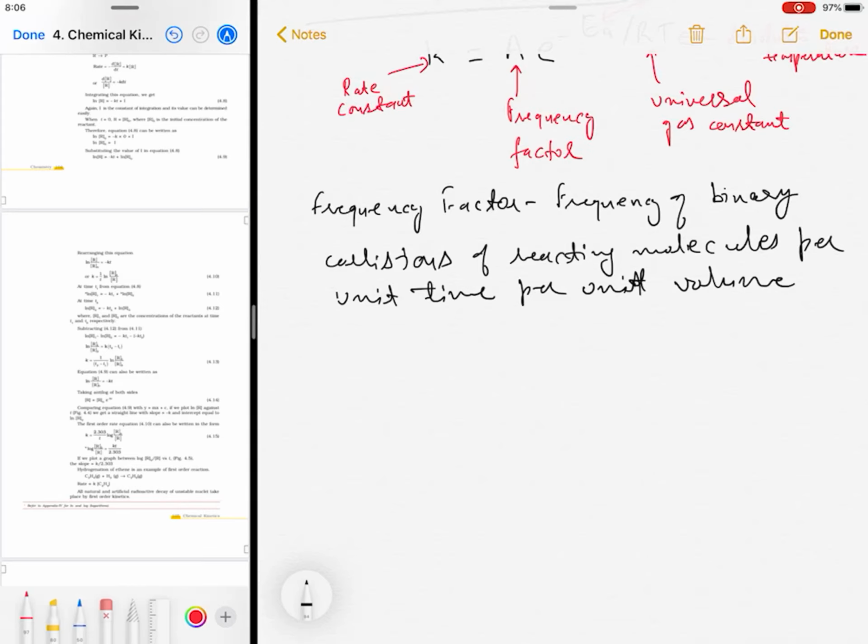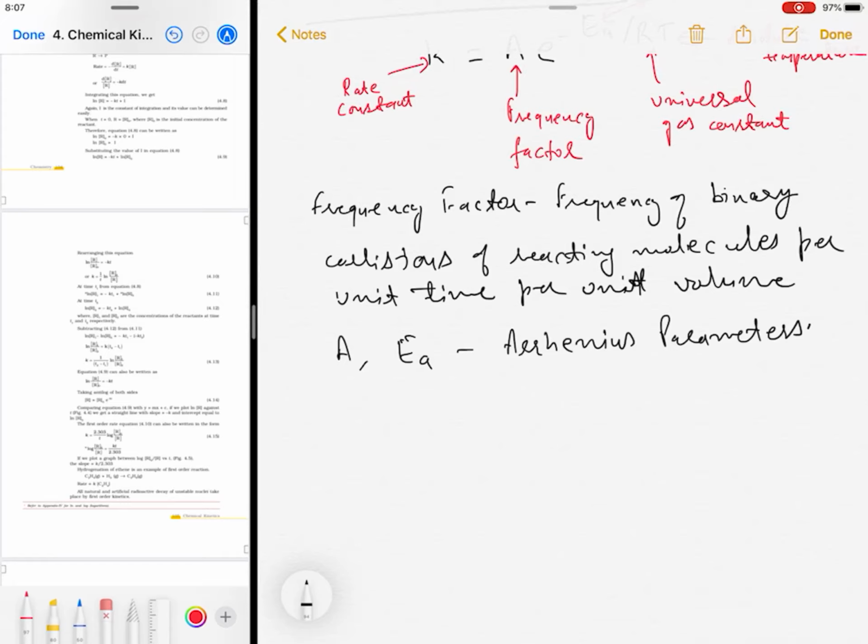And the two quantities A and Ea are collectively known as Arrhenius parameters.